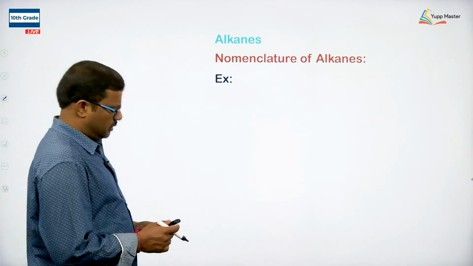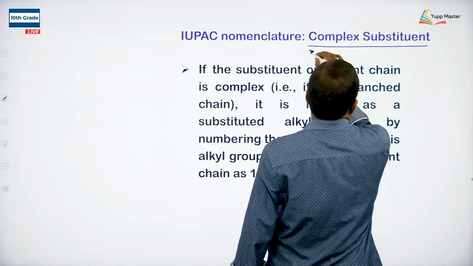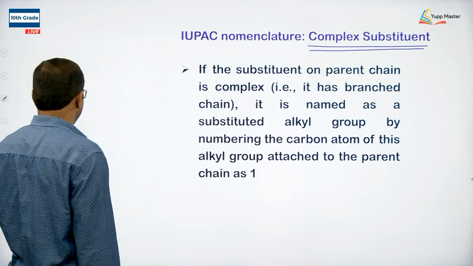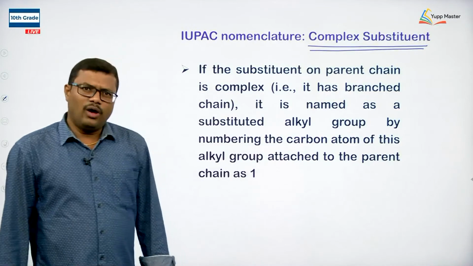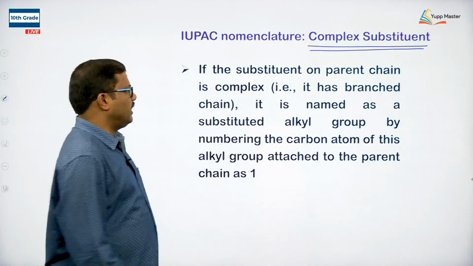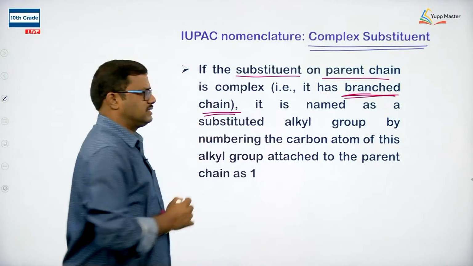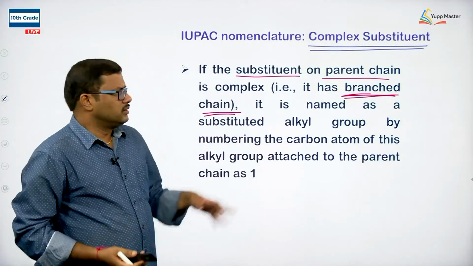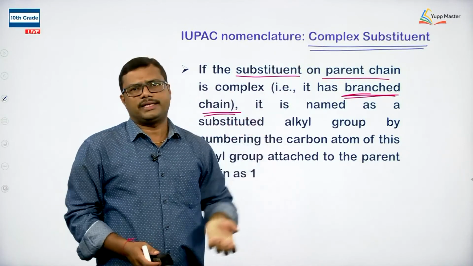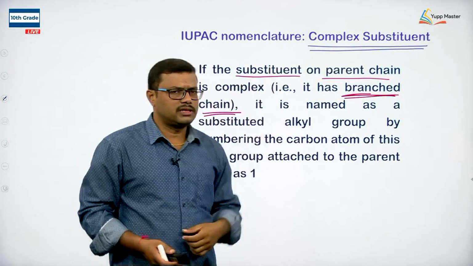Now let us move on to the complex substituent. When the complex substituent is present on the parent chain, how to write the name of that particular substituent? So how to decide that the complex substituent is complex? If the substituent that is present on the parent chain has some branches, some more branchings, some more substitutions, then that substituent is taken as complex substituent.